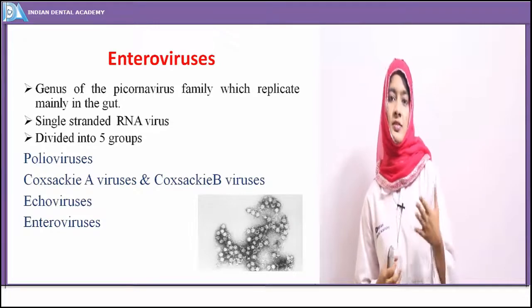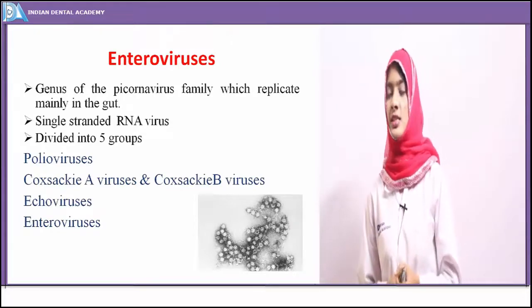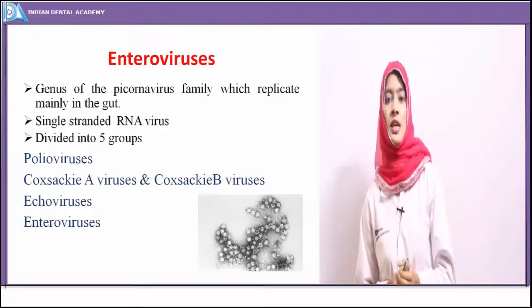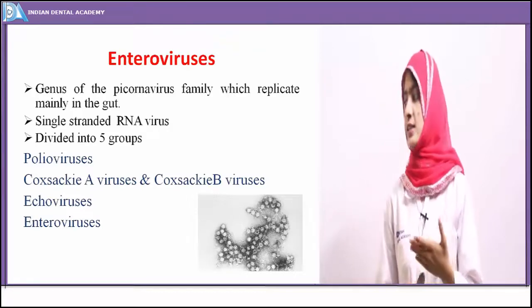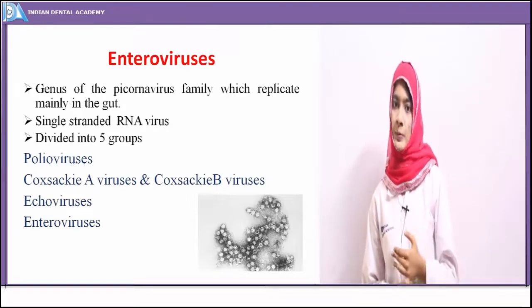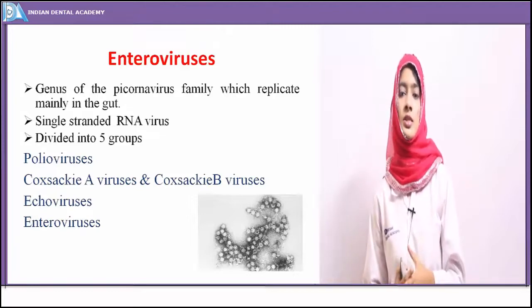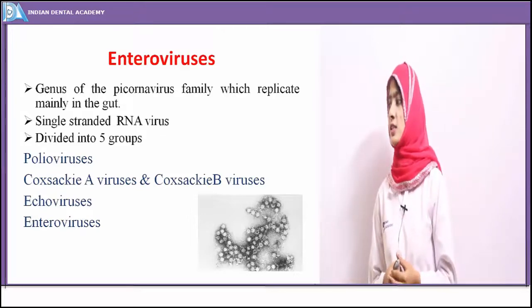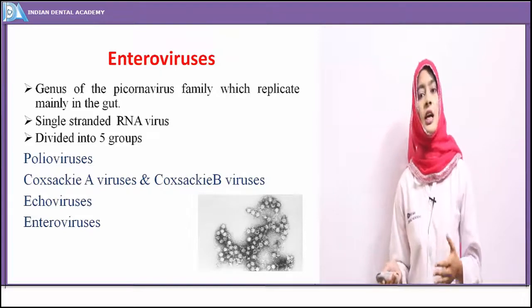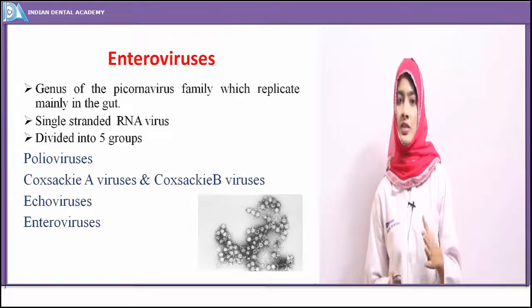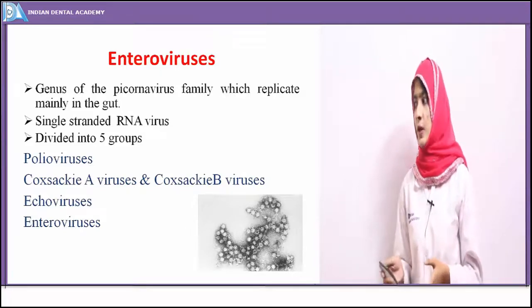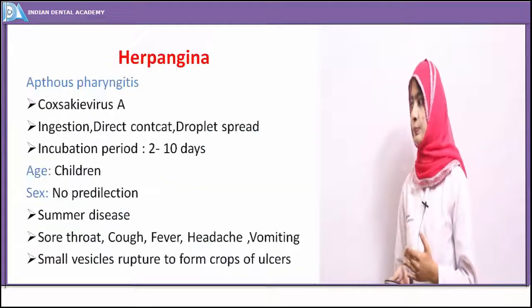So now we will do the other viruses, that is the enteroviruses. Enteroviruses include the polioviruses and Coxsackie viruses, and the one majorly known to us, the human immunodeficiency virus. So actually these are RNA viruses. We have seen the DNA viruses previously. Now we'll go with the RNA viruses.